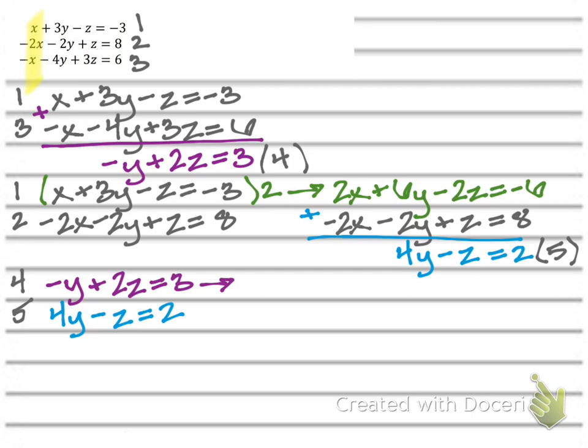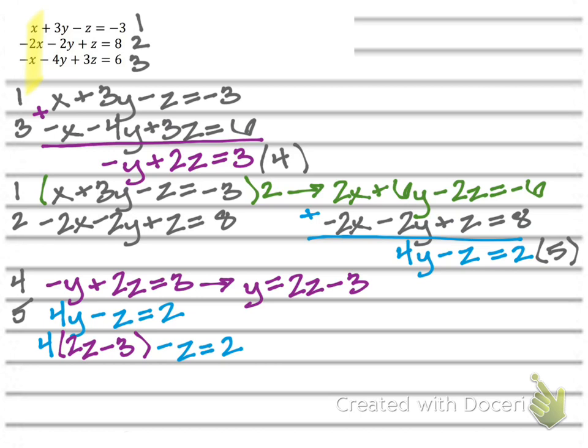If I solve the top one for y, I'm just going to switch sides, right? The y and the 3. So I'm going to have y is 2z minus 3. Right, I added y to both sides, subtracted 3. Now that I know what y is, I can plug it into 5. So 4 times 2z minus 3 minus z equals 2.